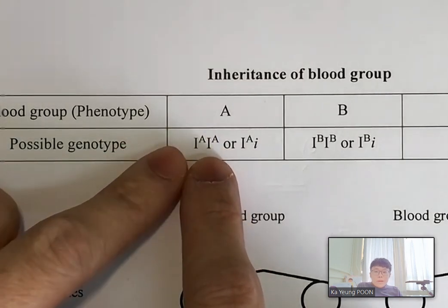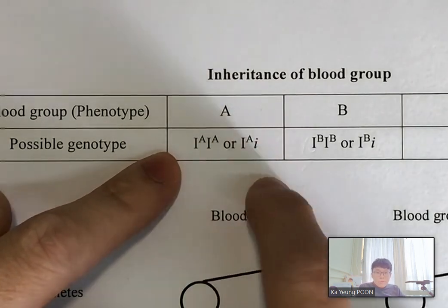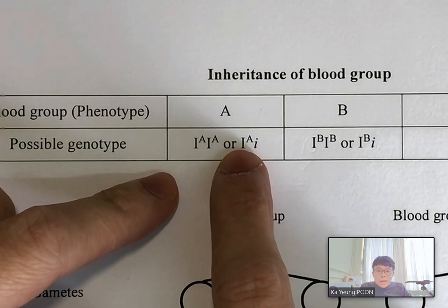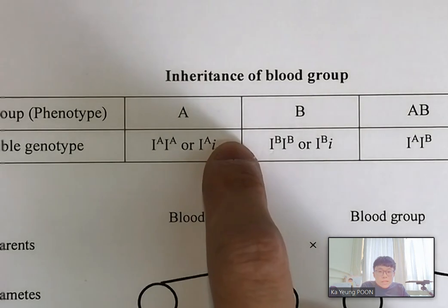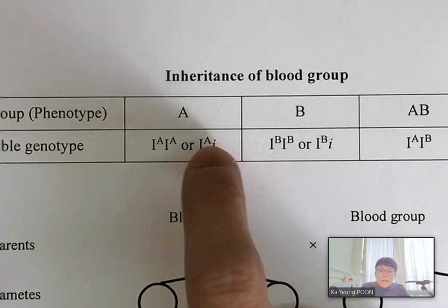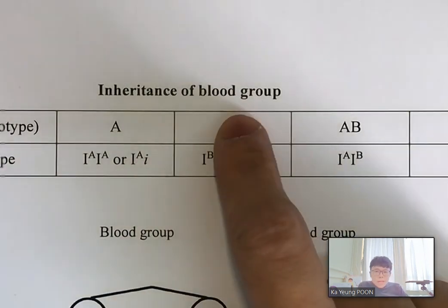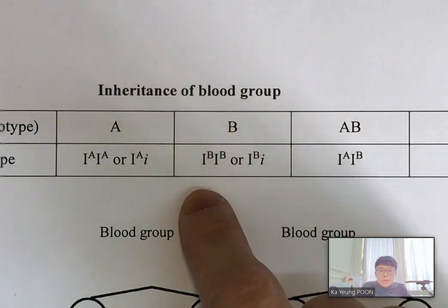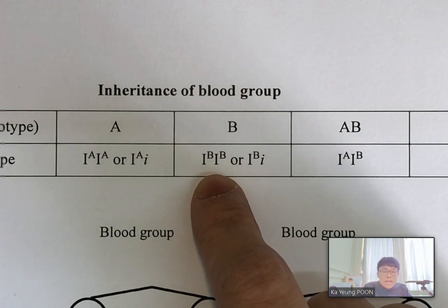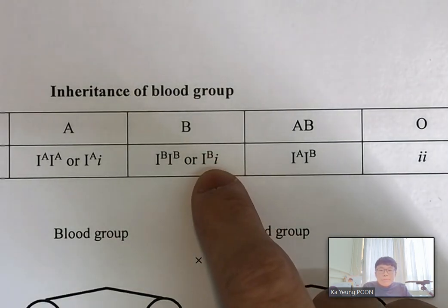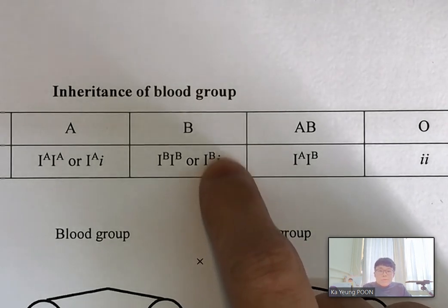IAIA, which would be homozygous dominant for blood group A. It could also be a big IA and a small i, which would be heterozygous, because we know that the small letter is for the recessive allele and the big letter is for the dominant allele. It is the same for group B. If it is both big IB, then it will be homozygous dominant B. If it is a big IB and small i, then it will be heterozygous B.